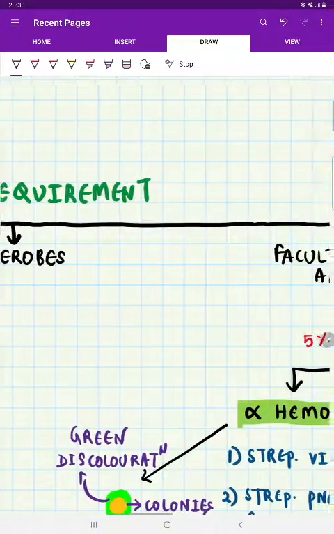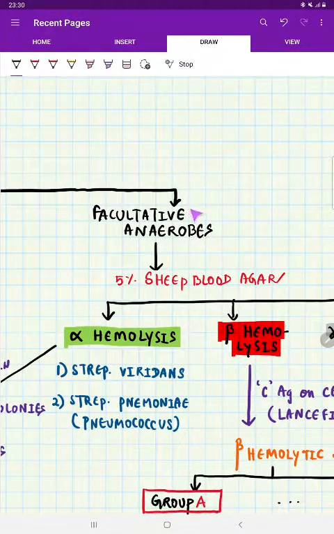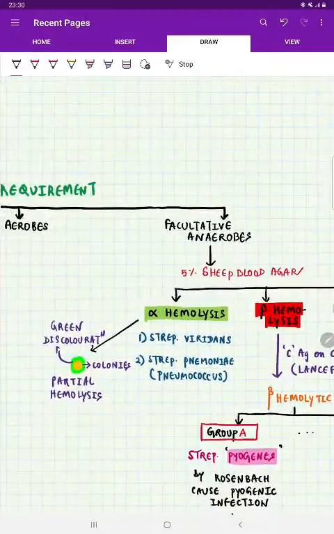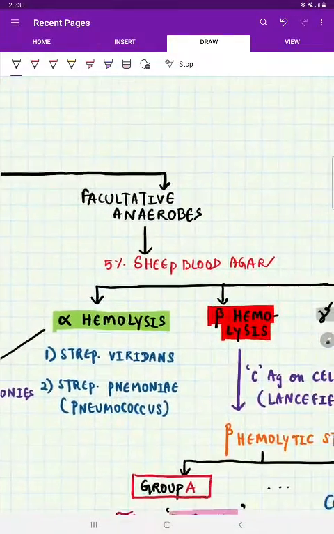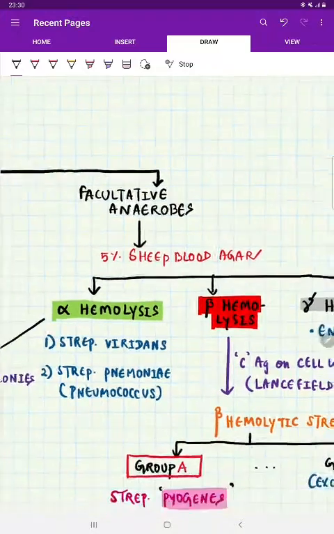Now coming to aerobes. An important point is that there is a classification called facultative anaerobes. These facultative anaerobes and aerobes are together again classified by the hemolysis test. Basically, we take 5% sheep blood agar. This is the most important point in classification. Remember, the facultative anaerobes are classified by culture on 5% sheep blood agar. We take sheep blood and make an agar, which is a 5% concentration.